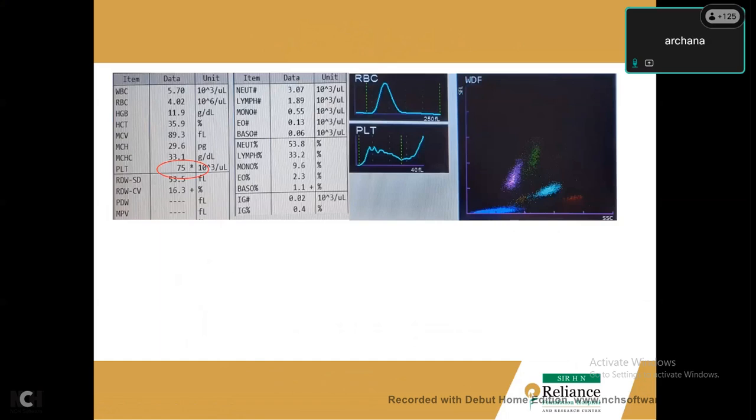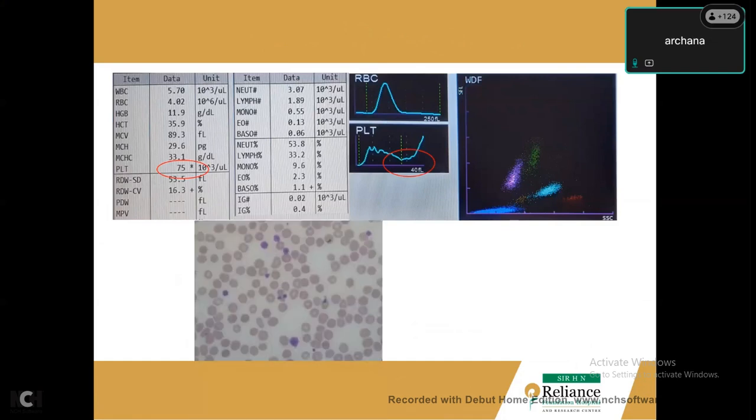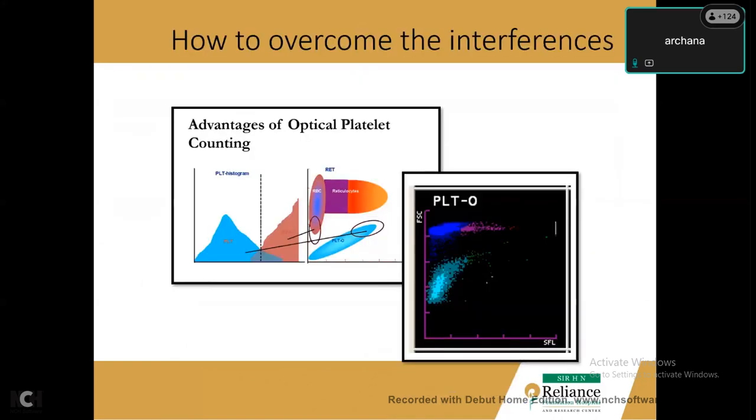Another case, and if you see over here, thrombocytopenia, again similar. The upper discriminator has not touched the baseline. It's possibly not giving an accurate count, and the reason being probably giant platelets.